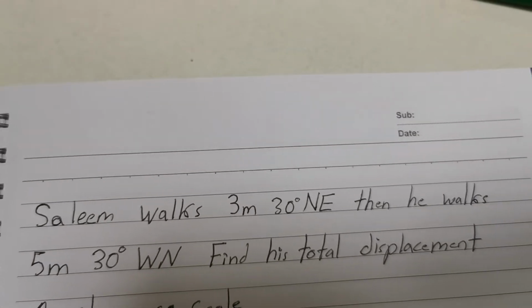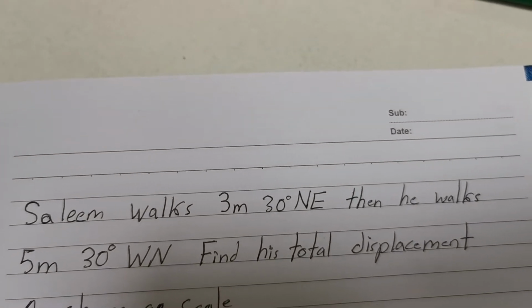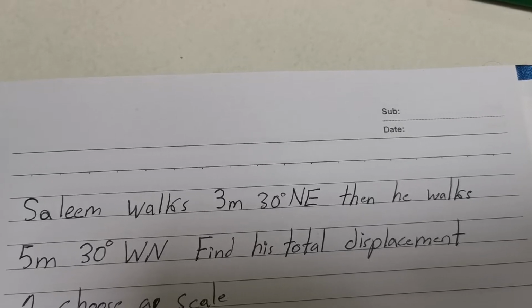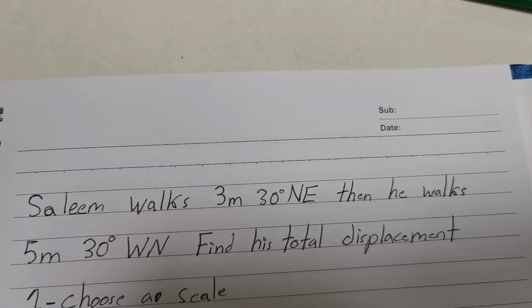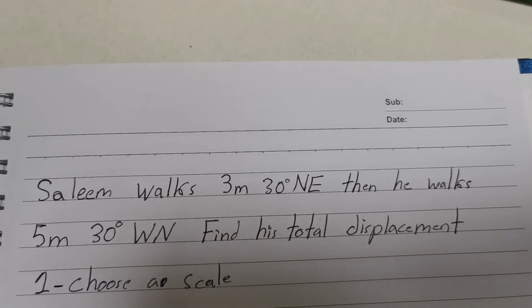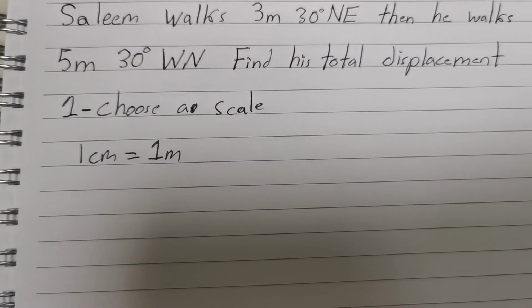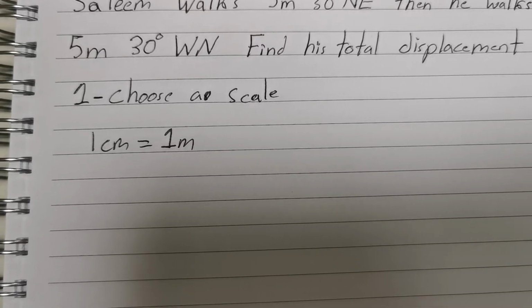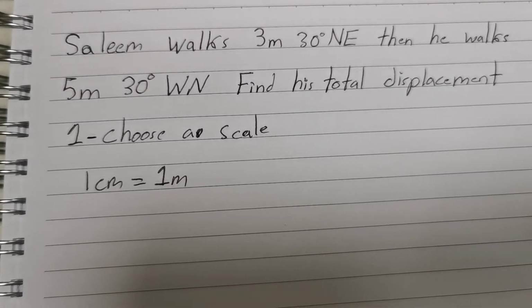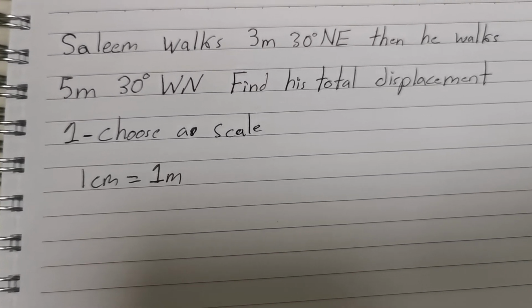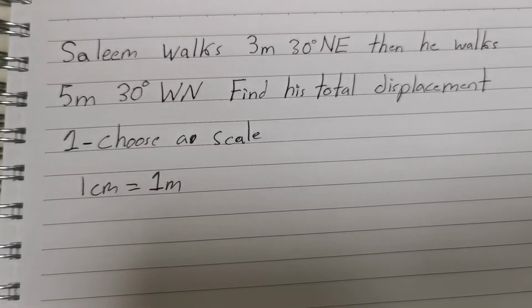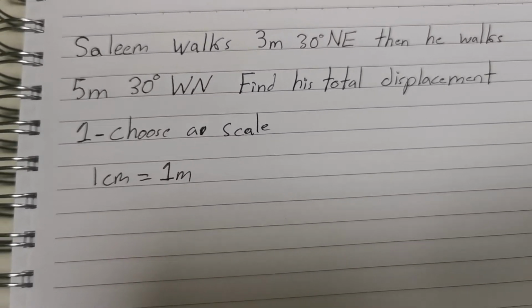Okay, so we have this example. Salim walks 3 meters 30 degrees northeast, then he walks 5 meters 30 degrees west north. Find his total displacement. So first step, I need to choose a scale. I chose that 1 centimeter is equal to 1 meter, which means I need 3 centimeters to represent the 3 meters, let's call it A, and 5 centimeters to represent the 5 meters, let's call it B.